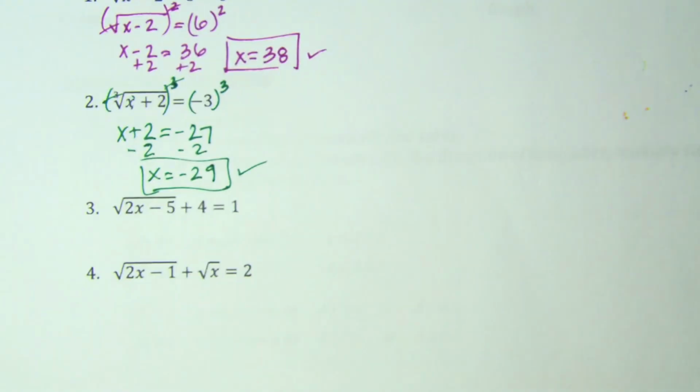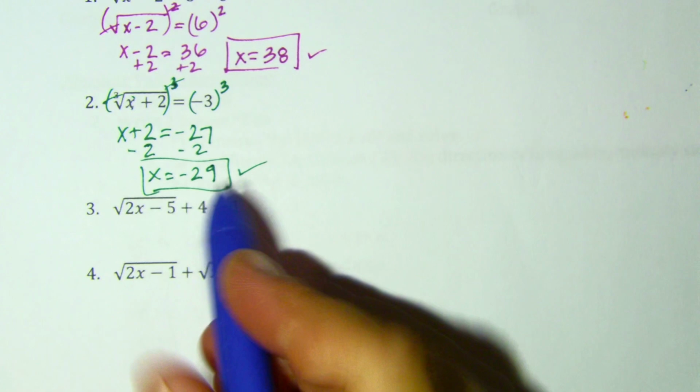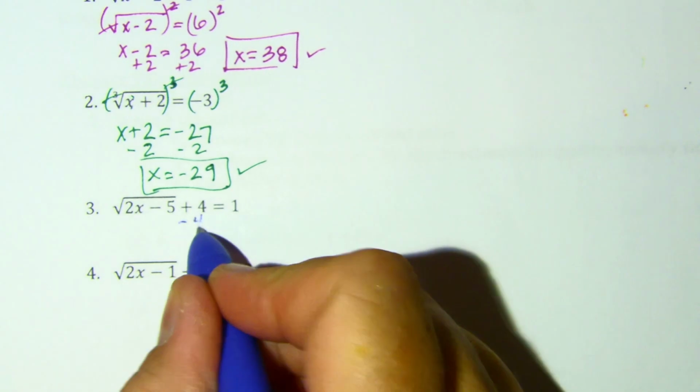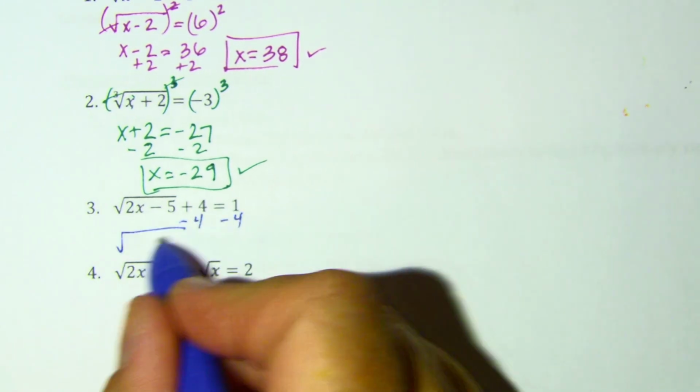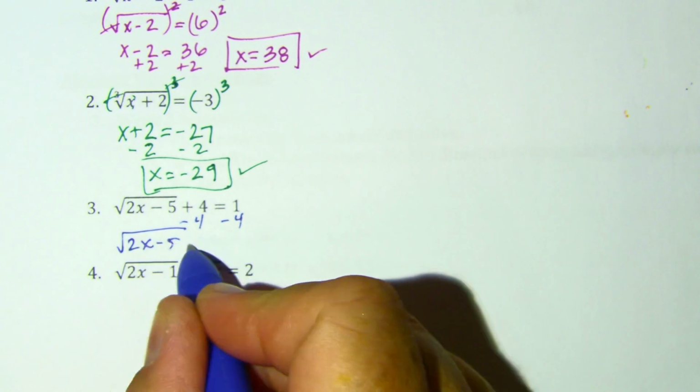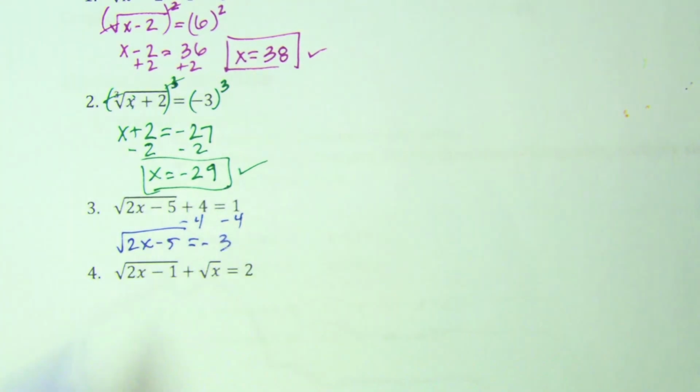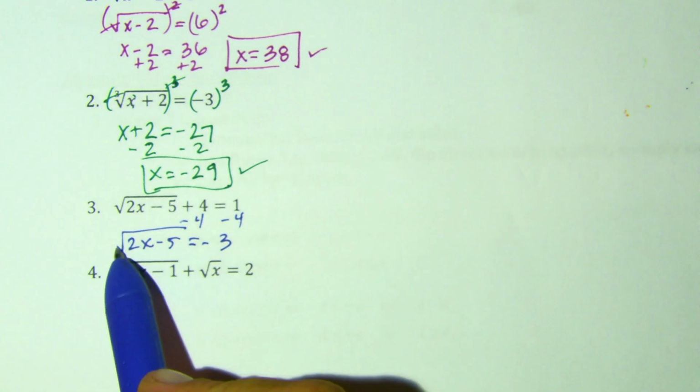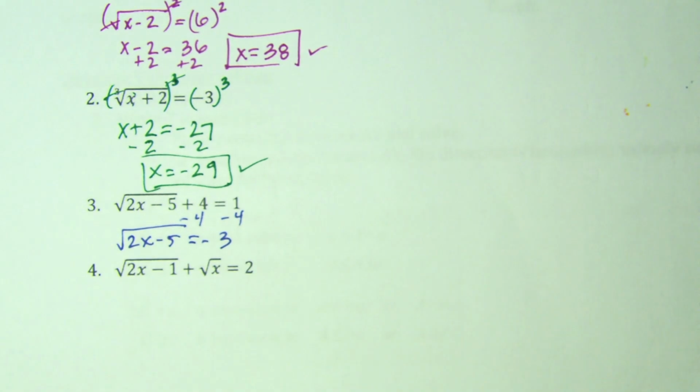Looking at the next one, I have this square root here and I want to get it by itself, so I'm going to go ahead and subtract 4. And I have the square root of 2x minus 5 is equal to -3. Now I can actually stop right there and write no solution because I know that the result of a square root is not going to give me a negative number. But let's just say you didn't know that.